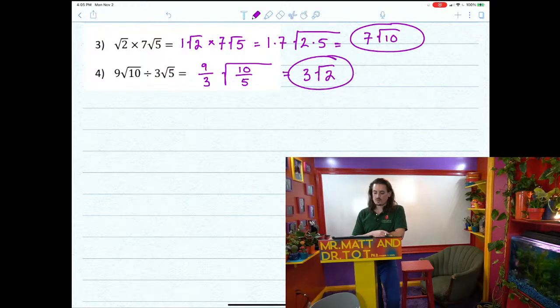Number 4, we're going to divide coefficient by coefficient, radicand by radicand. So we're going to have 9 over 3 times the square root of 10 over 5. 9 over 3 is 3. 10 over 5 is 2. So our final answer here is going to be 3 root 2.